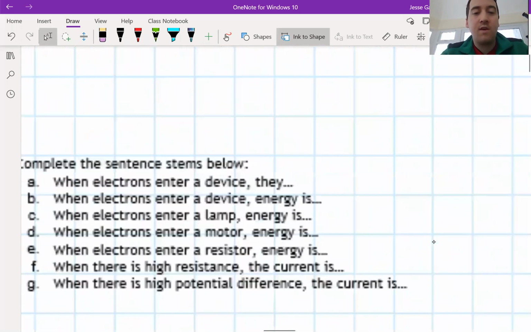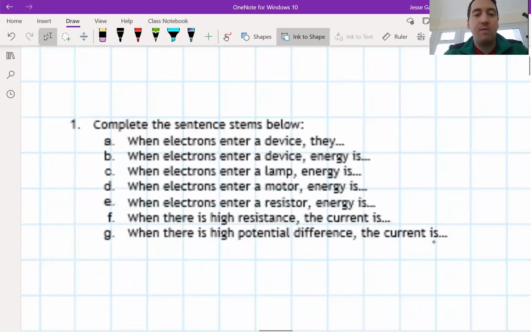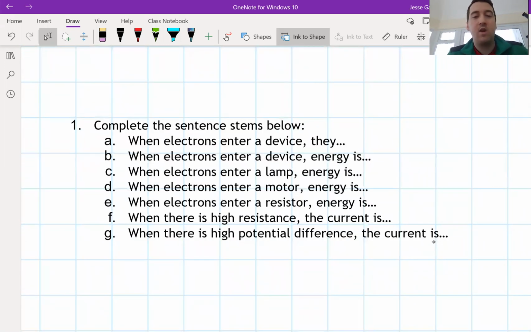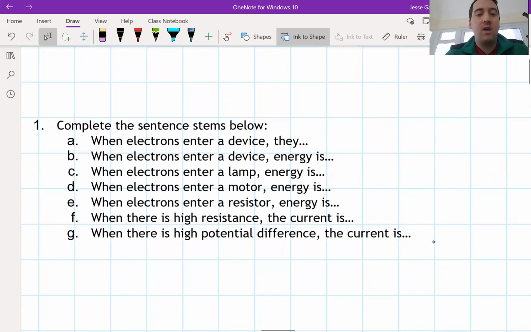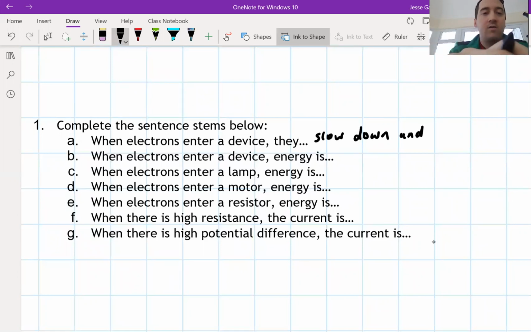So the first thing I want you to do is complete these sentences, please. I'm going to show you how to do the first one here. You're going to say, when electrons enter a device, they something. I'm going to model this one for you. Well, what do they do? They slow down, and slow down is fine, because in the next sentence we're going to talk about the result of that. So, when electrons enter a device, they slow down.